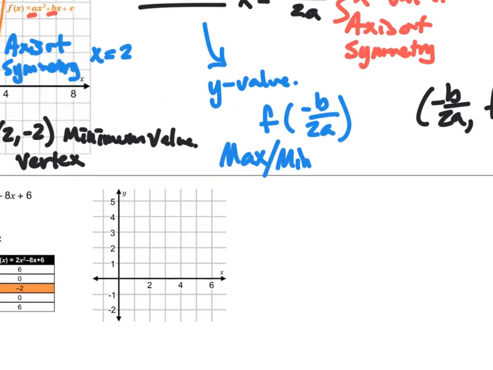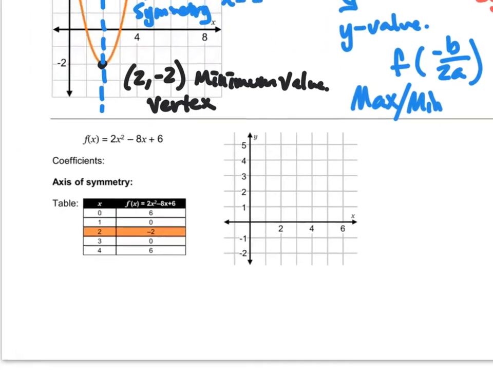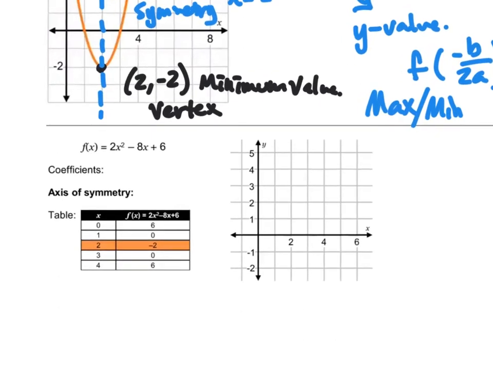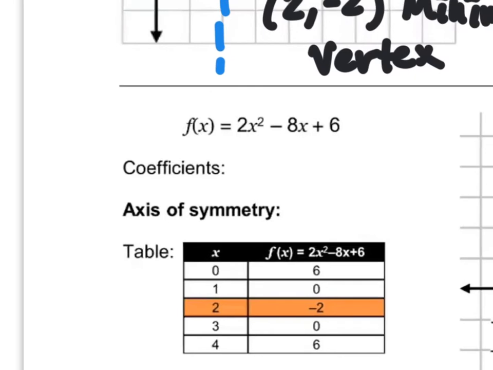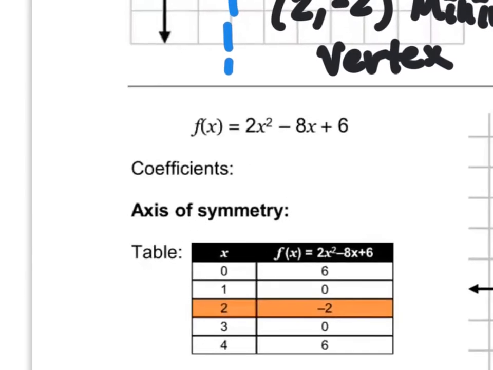All right, so what I want to do now is take a look at this question down here. It gives us this function, and it wants us to identify the coefficients and the axis of symmetry. The one nice thing is that we actually do have a table of values here, but I want to go through this and talk to you real quick about it. Remember that it's asking us for the coefficients.